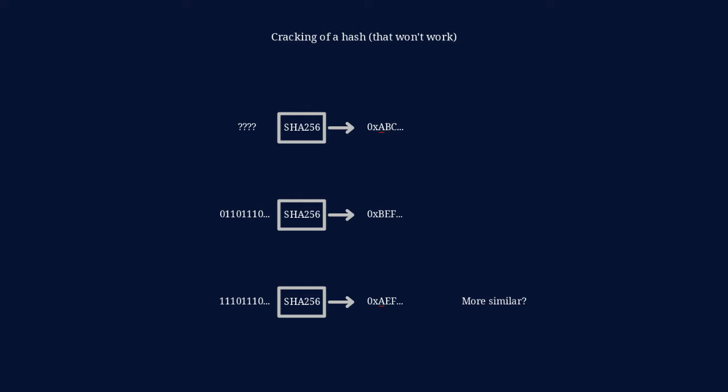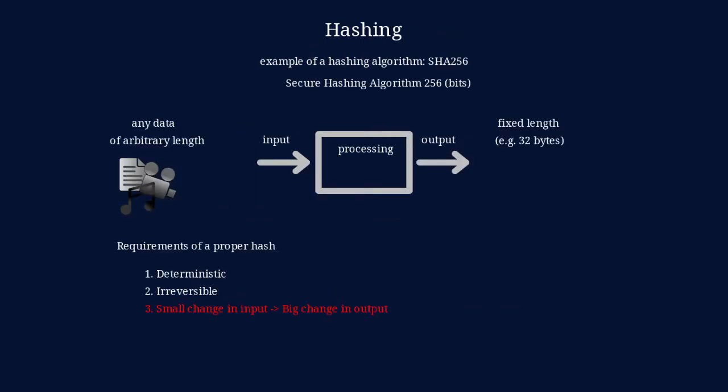So that third property is really something which ensures that this approach is not going to work, and therefore ensures that the hashing algorithm is in effect truly not reversible. Okay, so that's basically what a hashing algorithm is.